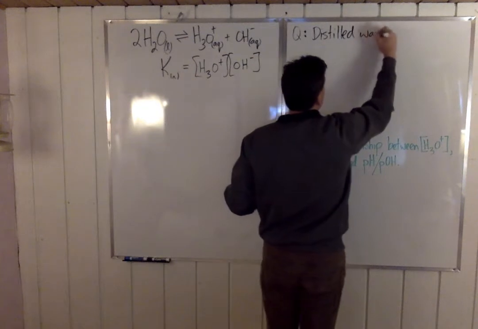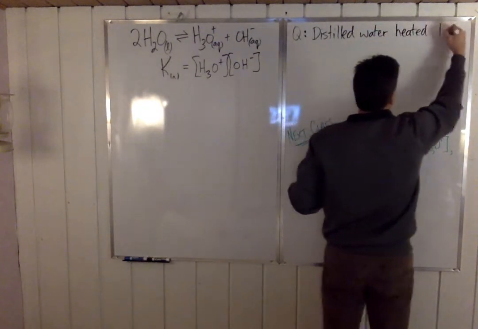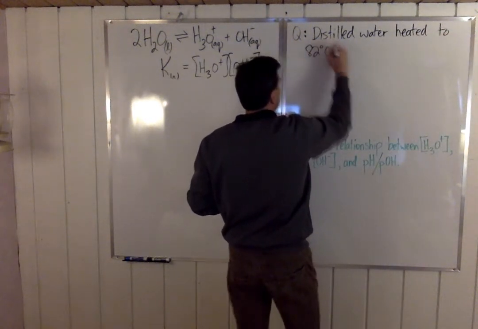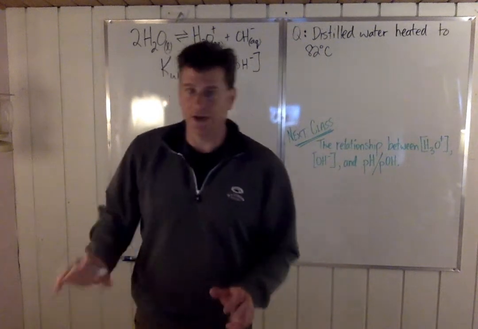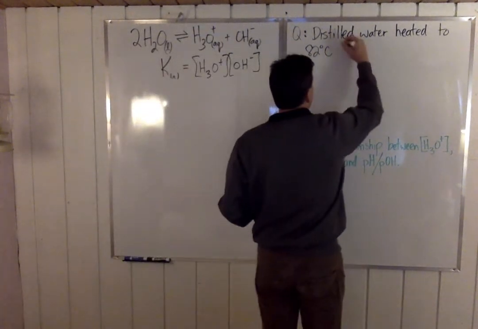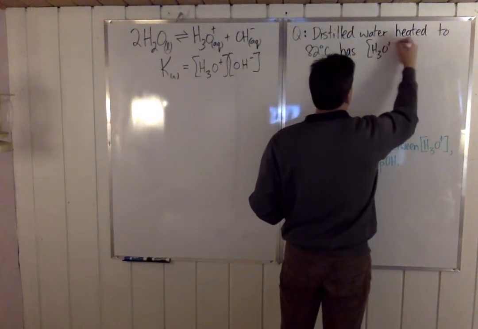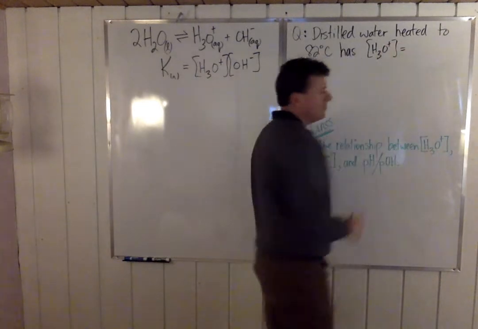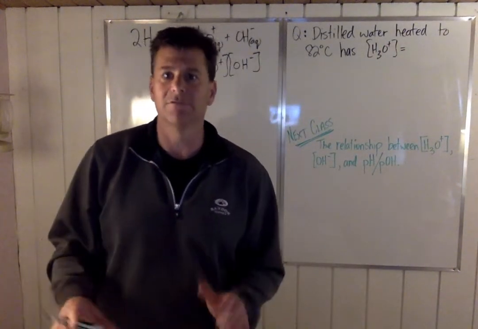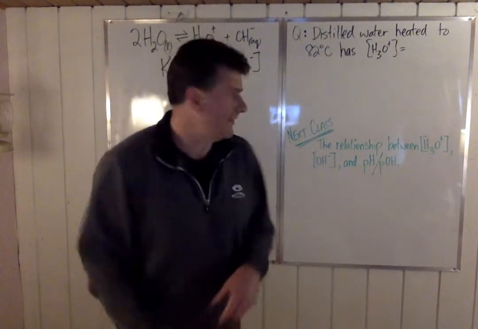Distilled water heated to 82 degrees Celsius. So we're not at 25 degrees. It's heated to 82 degrees Celsius. It has a hydronium concentration. Again, experimentally, there are ways to figure this out. So if you're saying, how do you know that? There are ways, we'll get there.